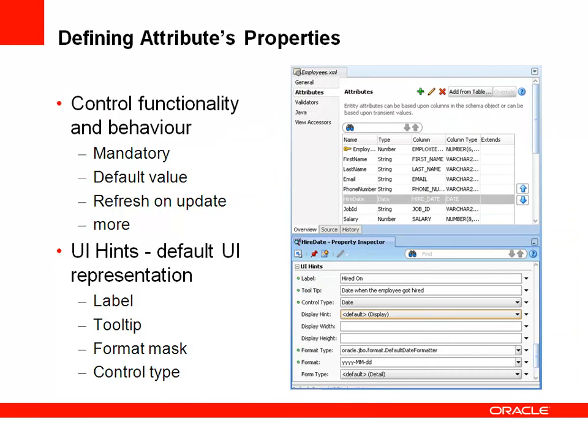Now that we created our base data model, let's go and refine it. The first thing you might want to do is define some attribute properties at the entity object level. Those are going to reflect in any view object that uses those entity objects. You can define two types of attributes. Some of them have to do with functionality and behavior, such as mandatory fields, default value, and all sorts of database interaction properties. The other type is UI hints. Those have to do with the way that the attributes are going to be displayed when you're creating a default user interface on the view object.